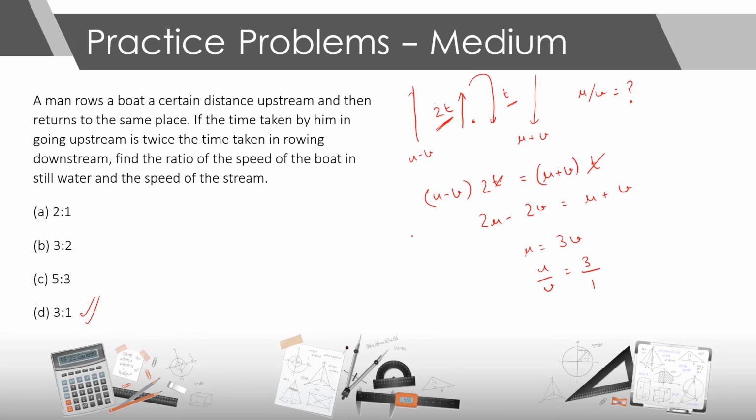So in this question, we did not calculate any speed. We did not calculate any distance. We just found out the ratio of speed of boat in still water with the speed of the stream.